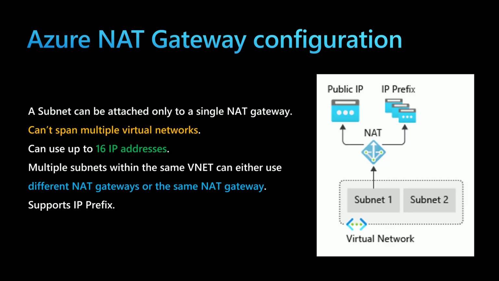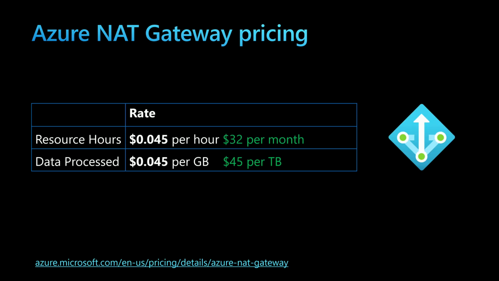How much does the NAT gateway cost? The cost will depend on two factors. First of all is the resource hours. When you create a NAT gateway, per month that will cost $32. The second factor for the cost is the data processed. This is the outbound traffic that is handled by the NAT gateway. It will cost $45 per terabyte. This pricing might change, so here I put the link for the updated prices.